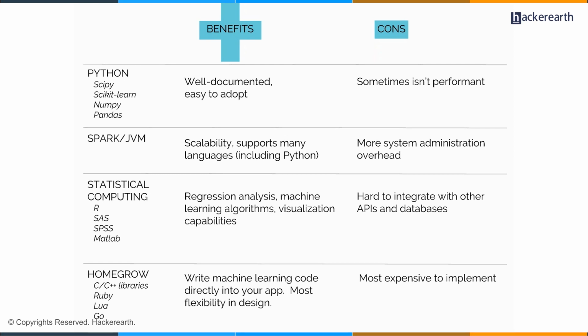Now, if you're just getting started with Python, check out SciPy, scikit-learn, NumPy, and Pandas. Those are all really great ways to start learning machine learning, and scikit-learn especially. Okay, next we have the JVM, whose biggest benefit is honestly scalability.